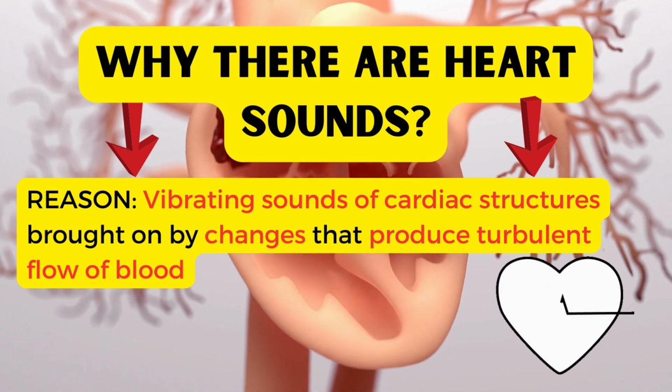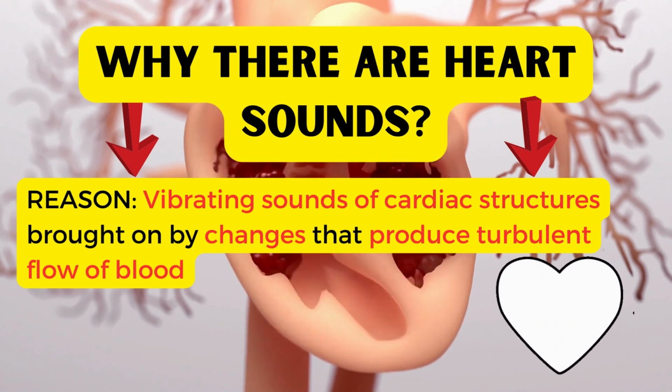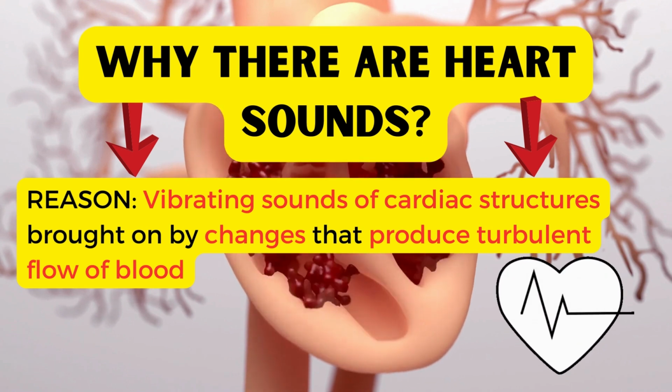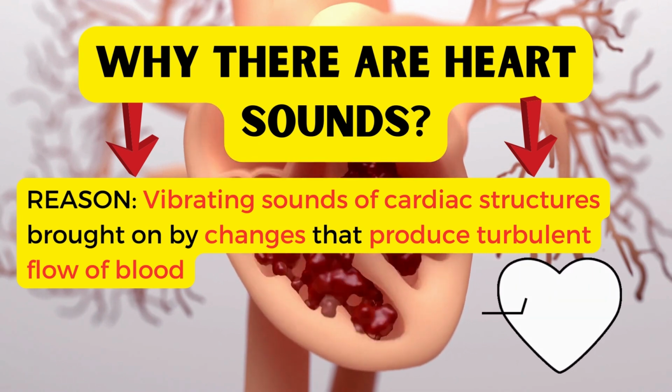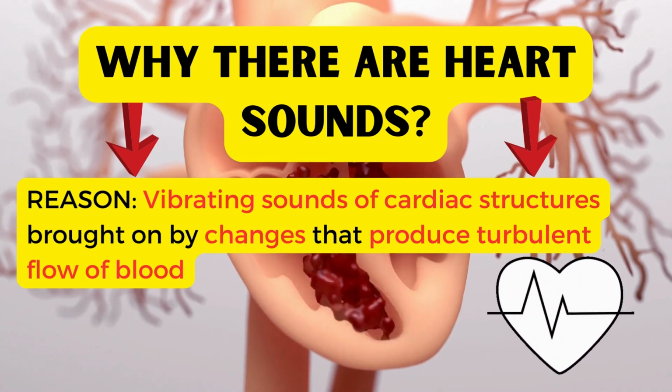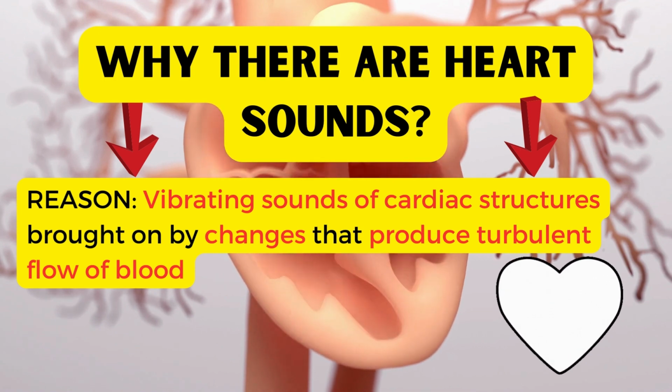In normal circumstances, blood flows in a laminar fashion. However, due to structural or hemodynamic changes, blood flows turbulently and thus produces vibrational waves known as heart sounds. These waves are transmitted through the chest wall and are heard via stethoscope. In other words, heart sounds are vibrating sounds of cardiac structures brought on by changes that produce turbulent flow of blood.